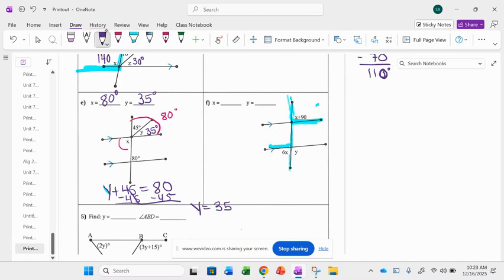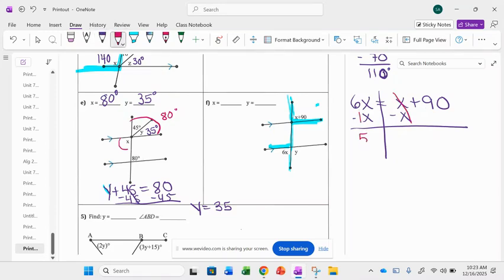Alternate exterior. And we have to remember that alternate exterior angles are equal to each other. They're congruent. So that means 6X is equal to X plus 90. Now, our X's are on different sides, so I have to subtract the X to bring it to the other side. 6X minus 1X is 5X equals 90. And then we divide by 5.